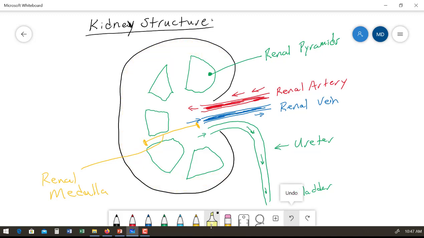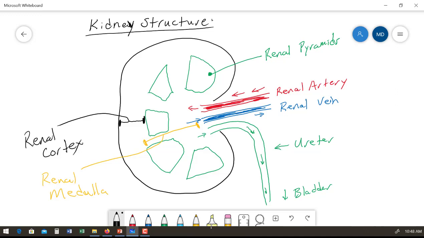All right, so I'm only going to label part of it here, so I'll do this in black. From here all the way down to the top of the pyramids, this is the renal cortex. And cortex you might recognize as another general term. It basically just means the outer portion of an organ.